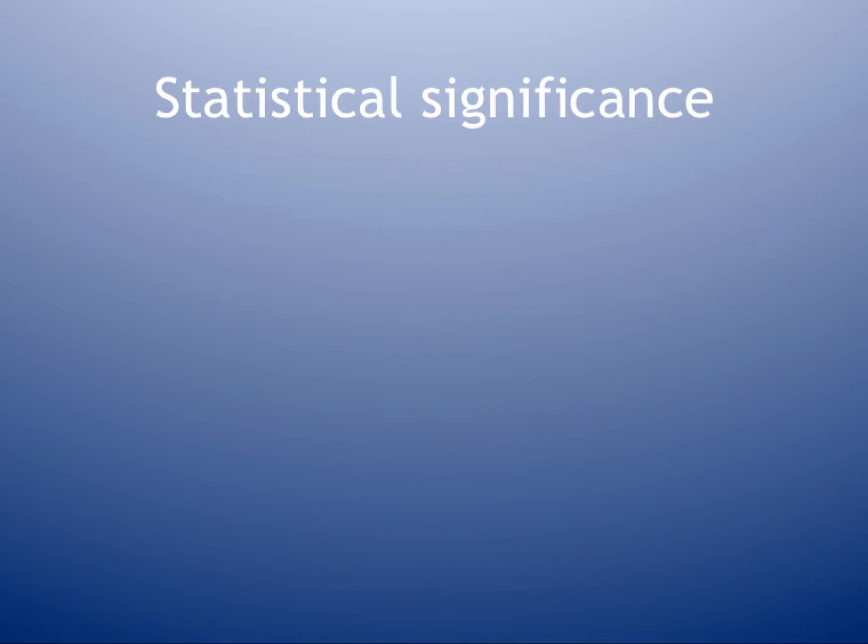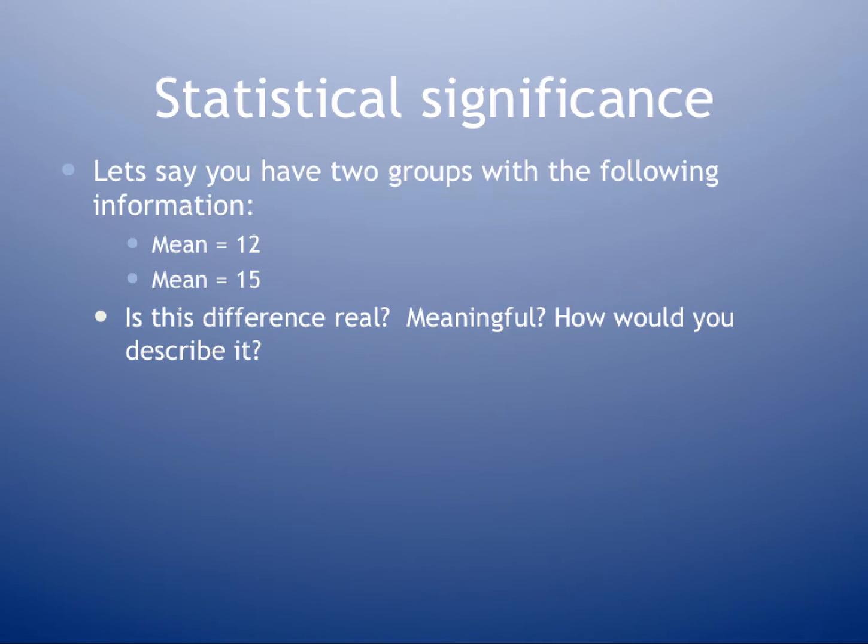So statistical significance, what is it? Well, let's say you have the following information with two groups. One of them has an average of 12 and one has a mean of 15. So is this difference real? You can't really tell from this, right? And 12 to 15 sometimes might be important, it might not be. Maybe it happened just by chance.